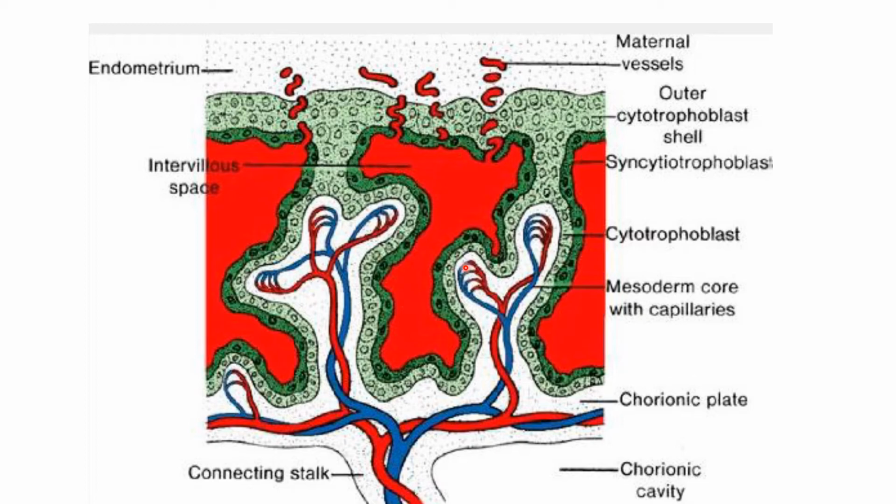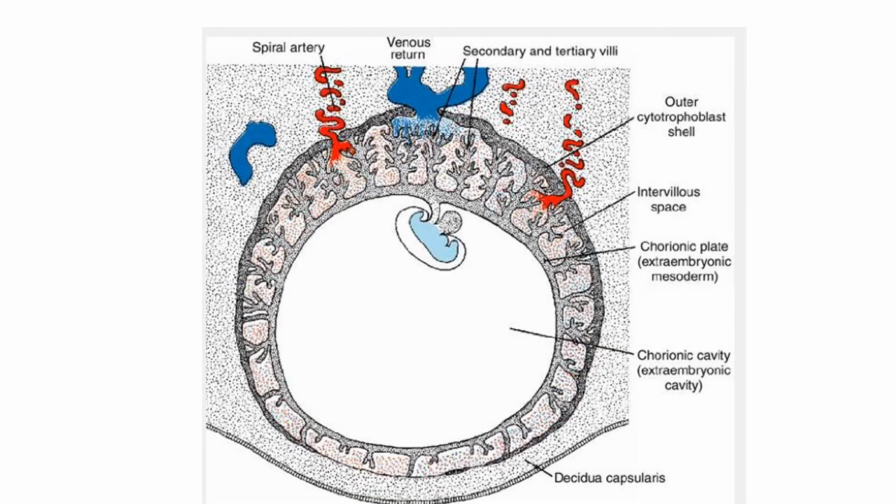So these are the villi. Here there is an intervillous space. Now you see the spiral artery entering the space of the chorionic villi. This is the umbilical cord. These are the development of the placenta, and venous return from the secondary and tertiary villi drains blood into the intervillous space. So there is the outer cytotrophoblast, the intervillous space, and the inner syncytiotrophoblast. So chorionic plate, extraembryonic mesoderm, chorionic cavity, extraembryonic cavity. So this is the development of the placenta.